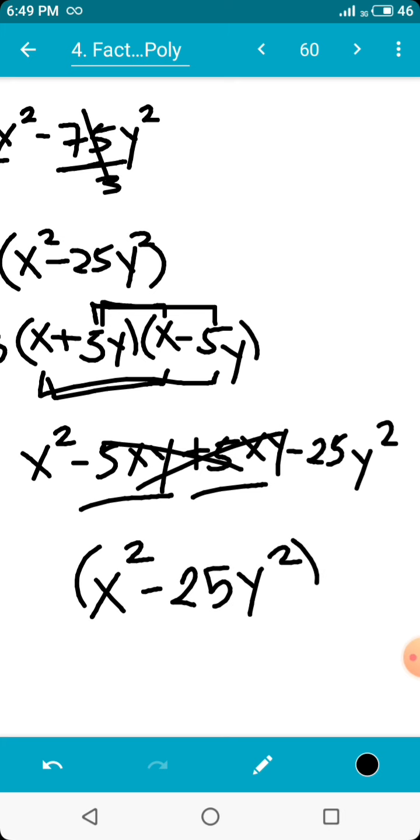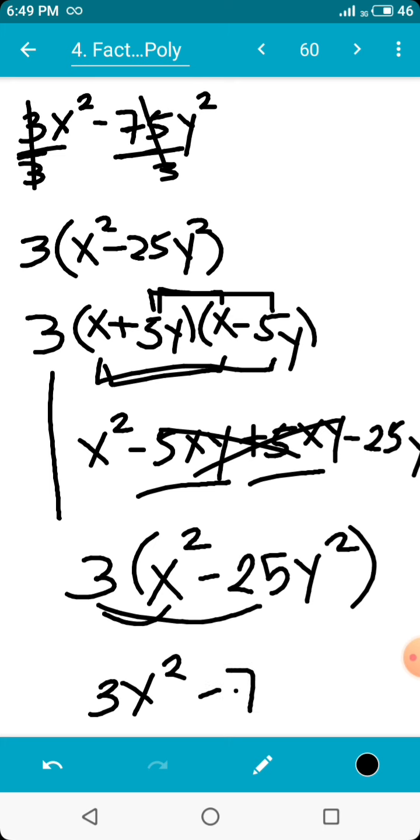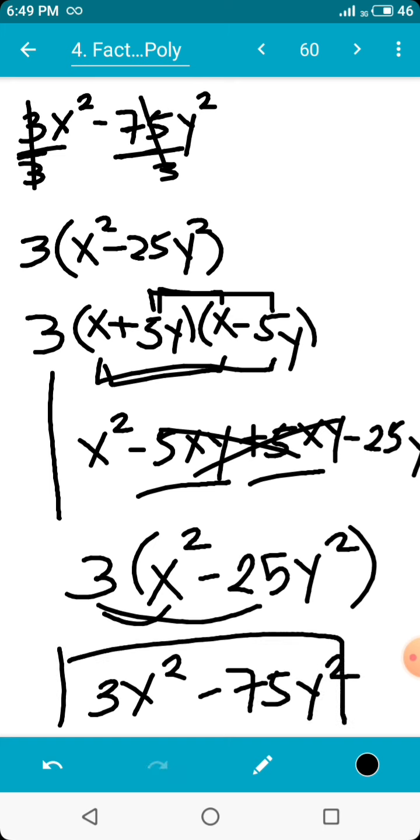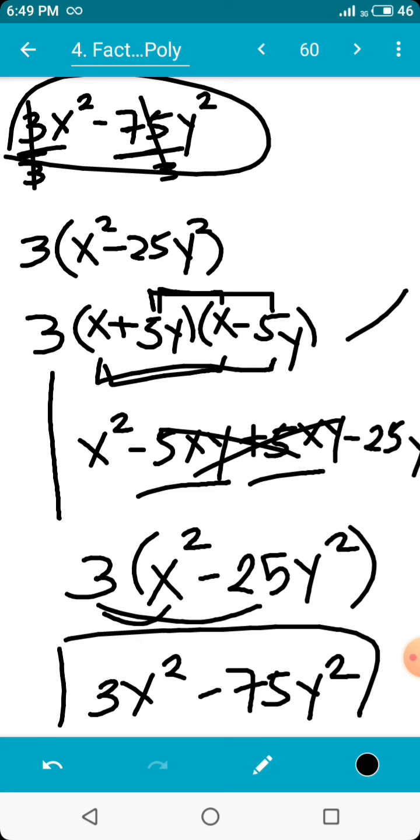And then, bring down natin tong 3. And then, multiply natin gamit yung distributive. So, 3 times x squared, so that is 3x squared. 3 times negative 25y squared, so that is negative 75y squared. So, ito yung naging product niya. And same dun sa ating polynomial na kinuha na ng factors. So, ibig sabihin, tama yung nakuha natin mga factors.